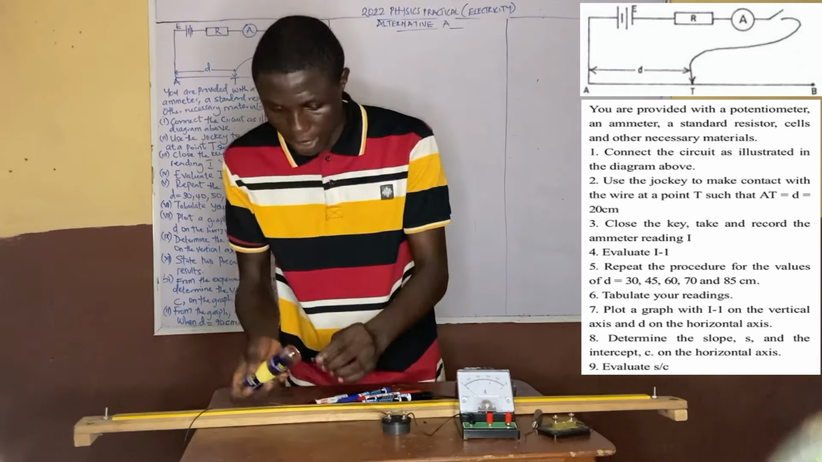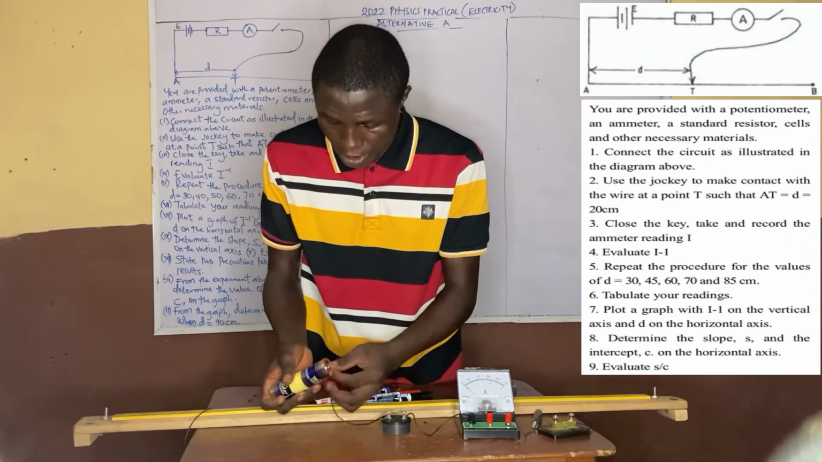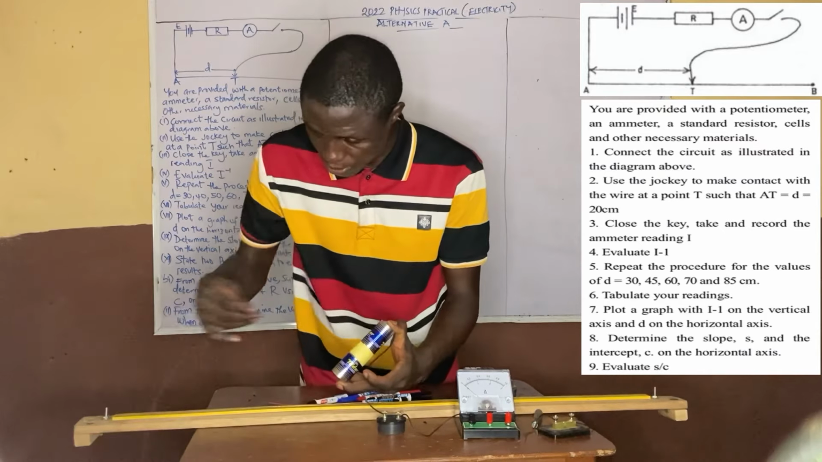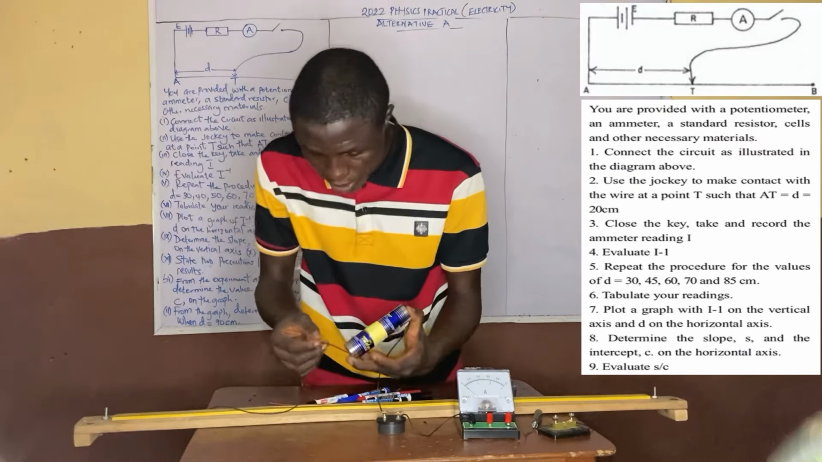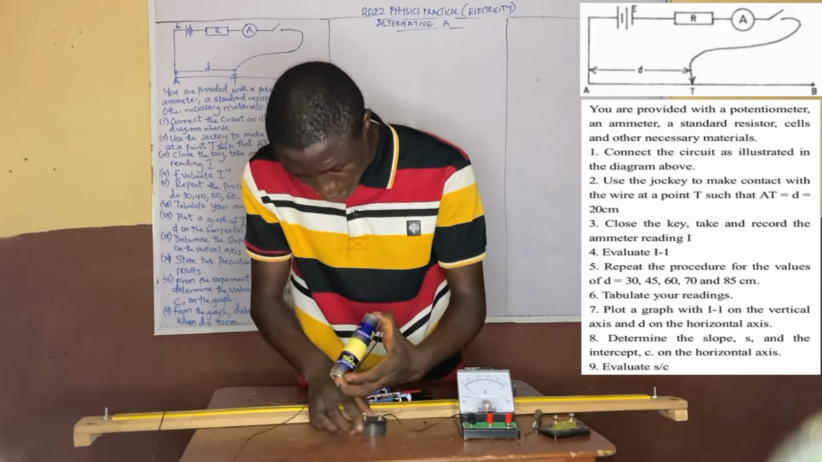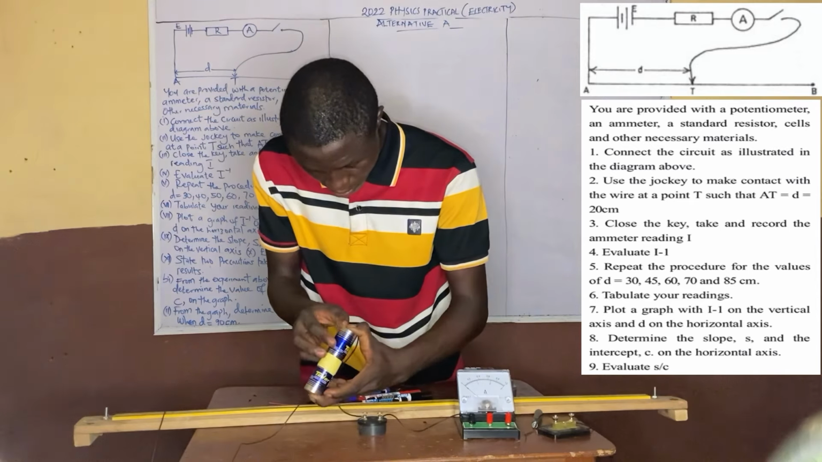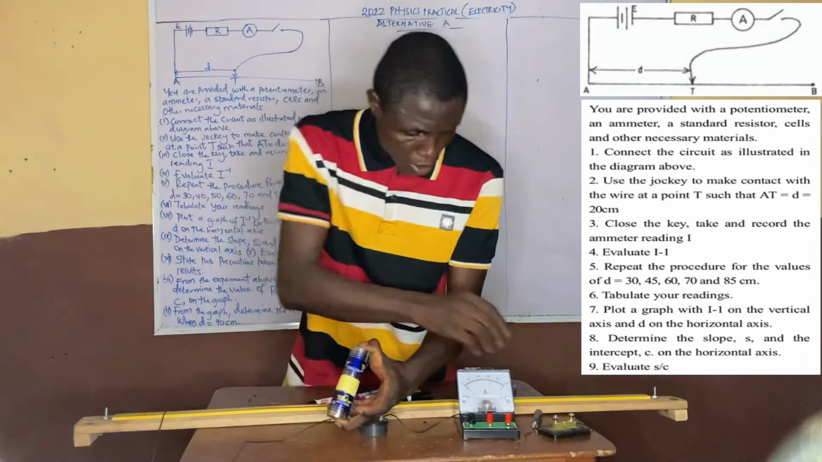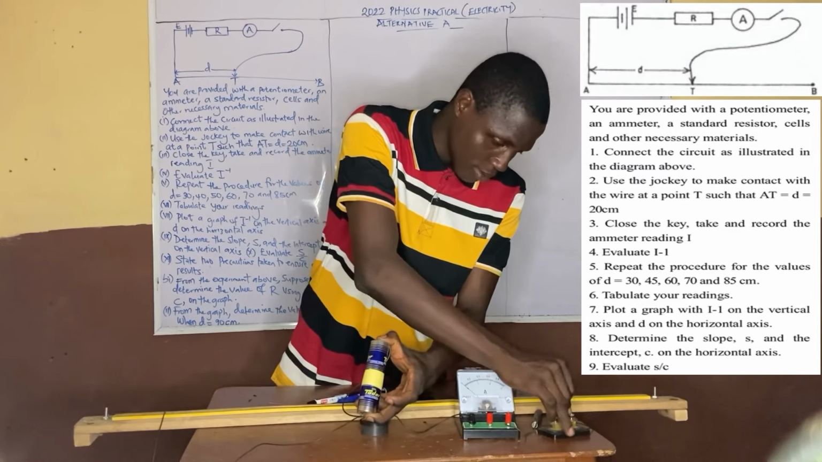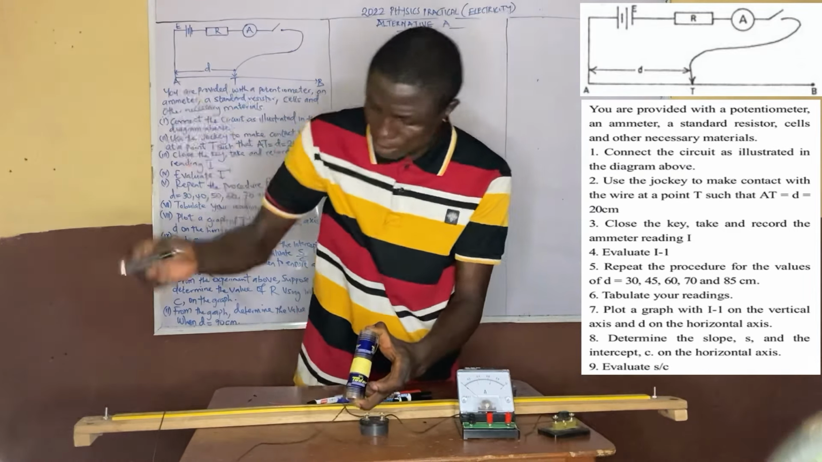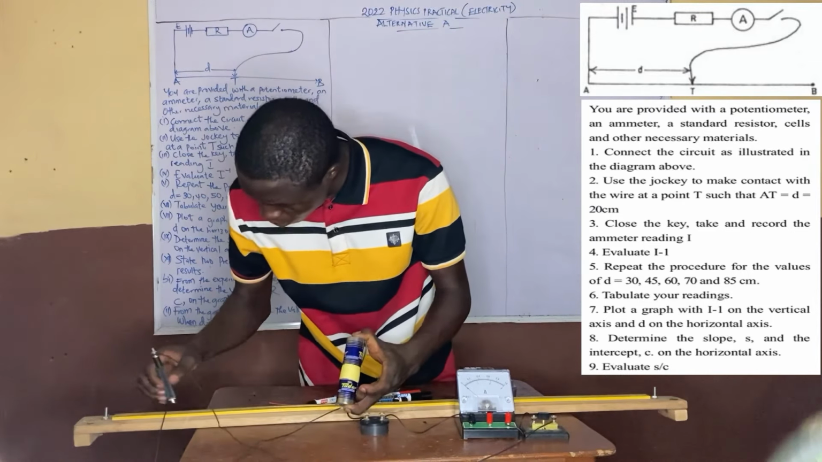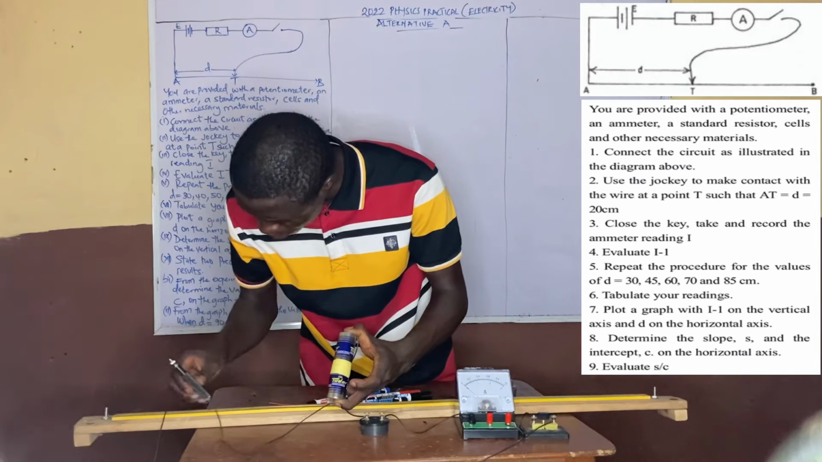So let's connect the cell now together. We have this connection here. You hold this one to the other side, and this one as well, tightly. Then you plug in your key. You close your key. Then this is your jockey to 20 centimeter. So your jockey to 20 centimeter here. So we have 20 centimeter.